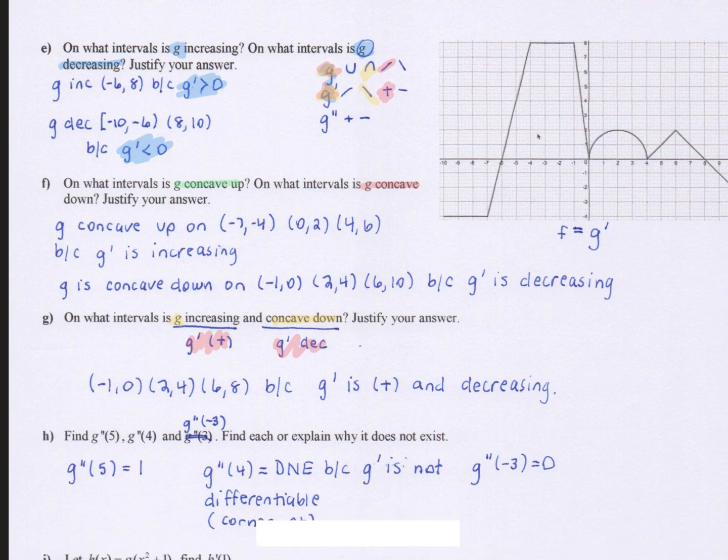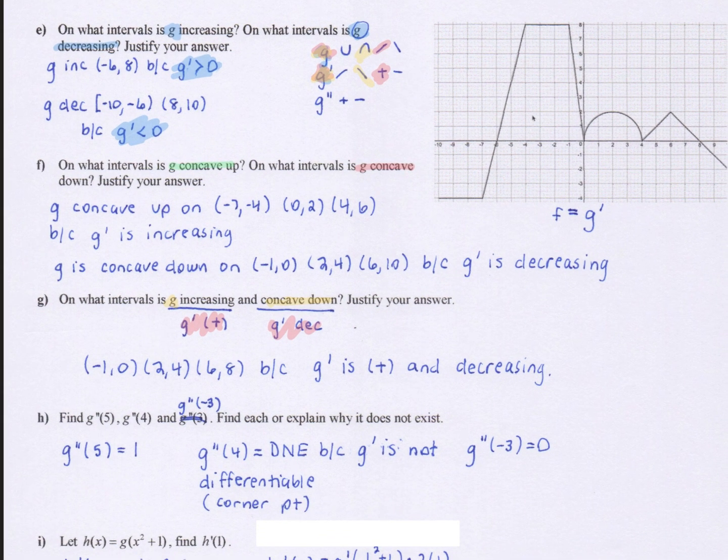Part H is asking for various g double prime values. If this is the graph of g prime, then I know g double prime is wanting me to pay attention to the slope. G double prime of 5, I go here and I look at 5, I take a look at my slope, and I just count it out, up 1 over 1, up 1 over 1, so my g double prime of 5 is 1.